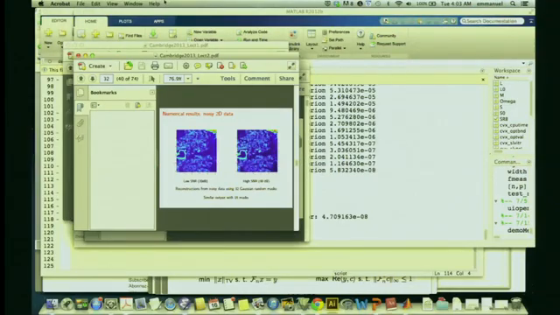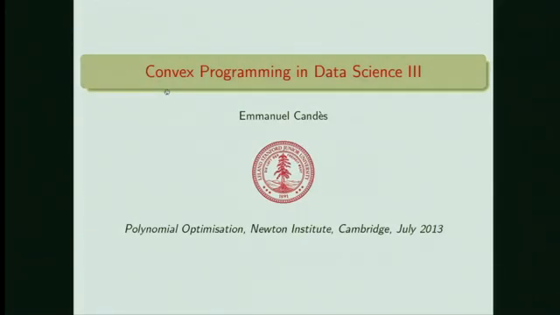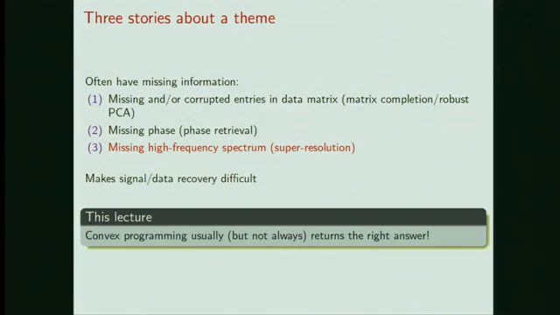Okay, so lecture 3. I have to be mindful of time. So this is my last one. We've been missing entries, corrupted entries, missing phase. Now we're going to do something even more ambitious, where we're going to miss a lot of the spectrum. For those of you who may not be interested in the special application, which is super resolution, what we're discussing really is how do I recover a measure from its first few moments. That's really the problem we're going to talk about.